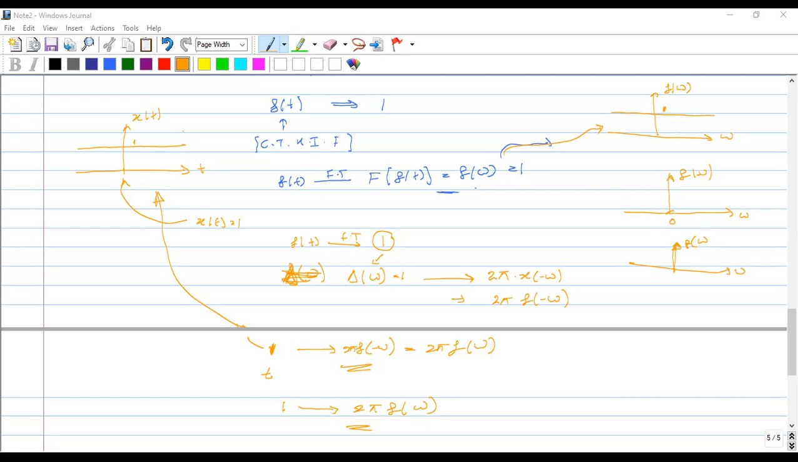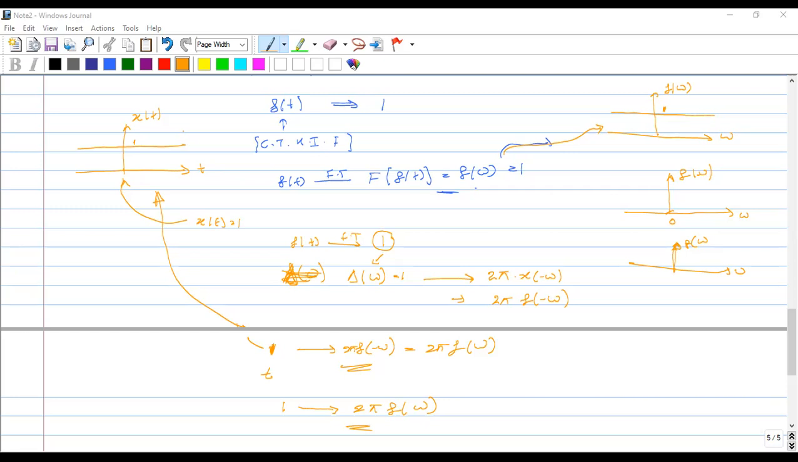So we have x(t) that is equal to e to the power j omega naught t. Here we have the function x(t), and we are asked to find the Fourier transform, that is, capital X(omega).